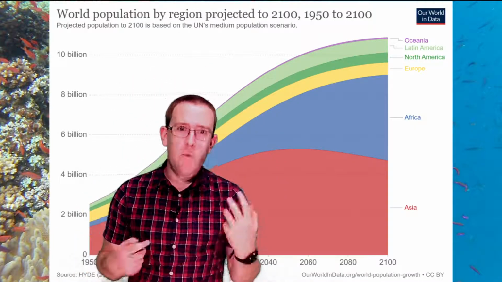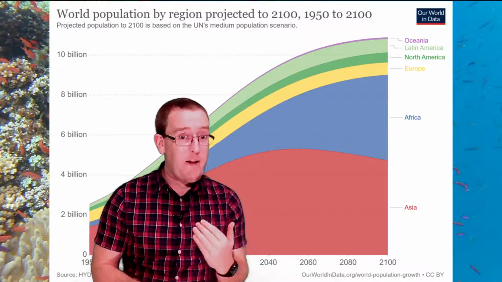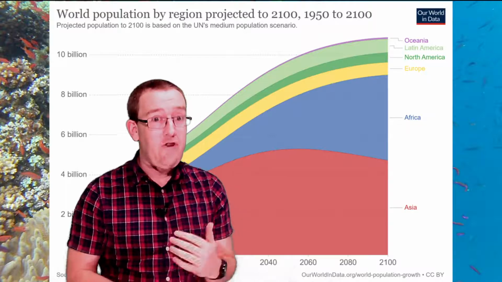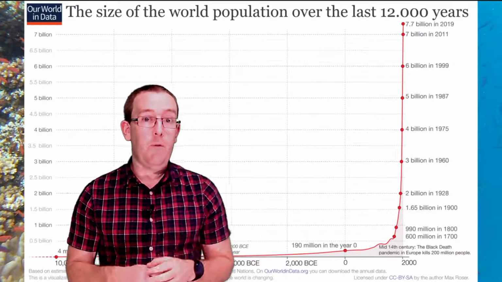So how can I say that? Why might I know that? And also, is it going to plateau out early enough? Are we actually going to get to a point where the Earth can sustain this number of people?